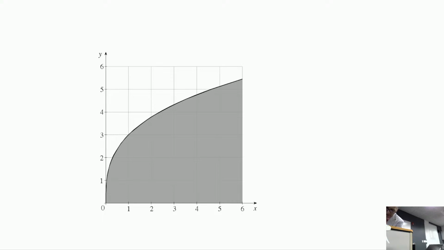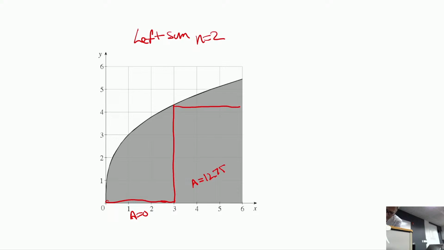Okay, so we've got left sum, n equals 2. We just redraw it. This one's a degenerate rectangle, area equals 0. This area equals 12.75. We already went over this. So the total area is 0 plus 12.75, which is 12.75. So we're good with that?